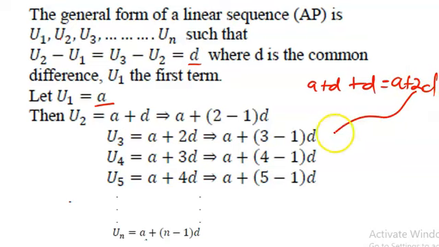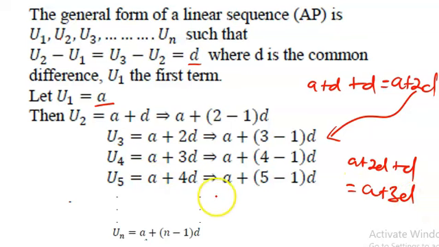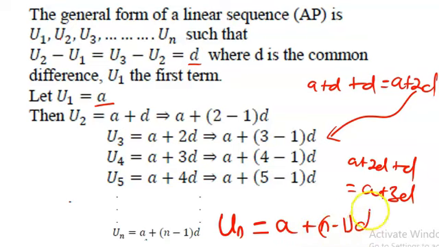Now A plus 2D is the same as 3 minus 1 D, right? And then the fourth term is A plus 2D plus D. That is why we have A plus 3D, right? So if you continue like this, the general pattern of arithmetic progression will be: you have the first term, A plus n minus 1 D, where n is the number of terms, D is the common difference, and A is the first term.